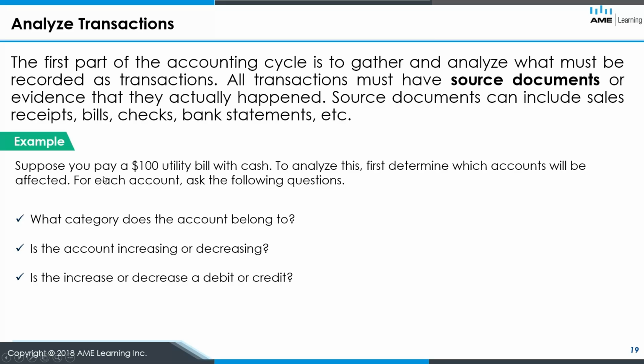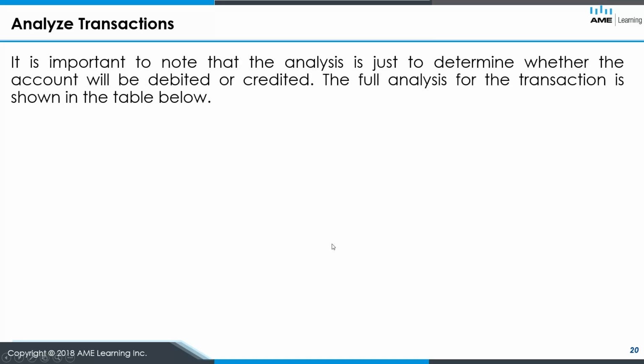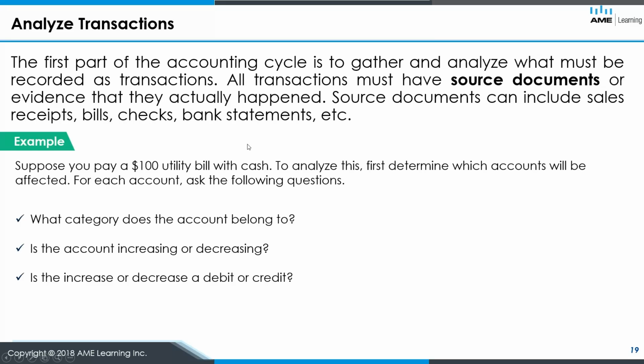So here's an example. Suppose you pay a $100 utility bill with cash. To analyze this, first determine which accounts will be affected, and then we have to ask the following questions. What category does the account belong to? Is the account increasing or decreasing? And is the increase or decrease a debit or credit?